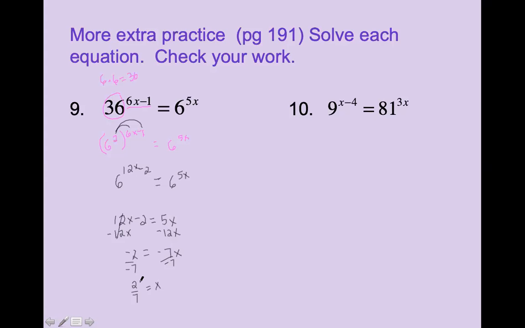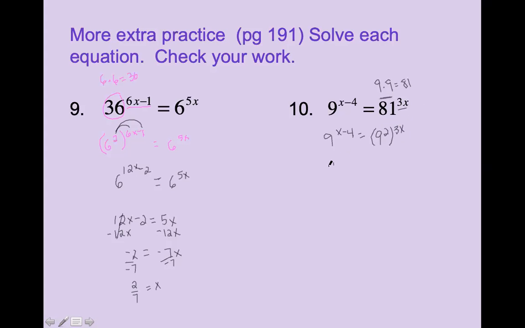All right, let's try another one like this. On number 10, this time we have a base of 9. And can I write 81 with a base of 9? Sure. If you remember, 9 times 9 is 81. So I'm going to leave the left side alone. And I'm going to write the right side as, well, 81 is 9 to the second power right here. 9 times 9 is 81. But I'm going to put it in a parentheses because I don't want to lose this exponent that's on the outside.